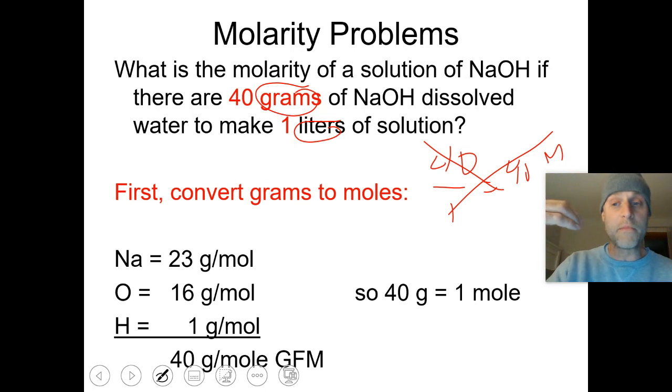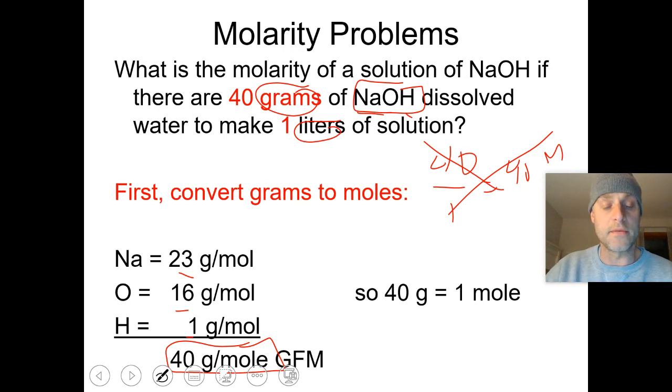Well, remember doing molar mass in trimester 2? I have to look at what I've got. Remember at the bottom of the box in your periodic table, sodium is 23 grams in 1 mole. Oxygen is 16 grams in 1 mole. Hydrogen is 1 gram in 1 mole. So the molar mass of sodium hydroxide is 40 grams in 1 mole. The molar mass is 40 grams per mole.